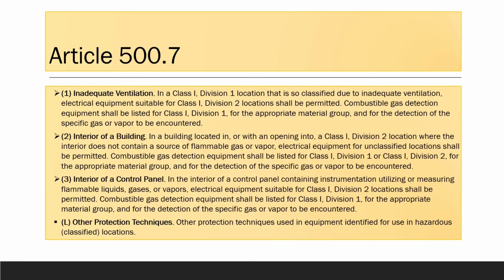Number 1. Inadequate ventilation. In a Class 1, Division 1 location that is so classified due to inadequate ventilation, electrical equipment suitable for a Class 1, Division 2 location shall be permitted. Combustible gas detection equipment shall be listed for Class 1, Division 1 for the appropriate material group and for the detection of the specific gas or vapor to be encountered.